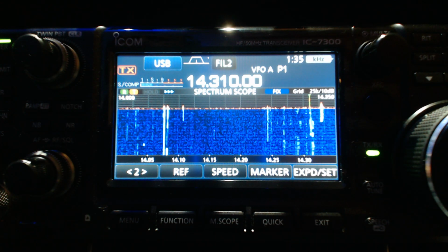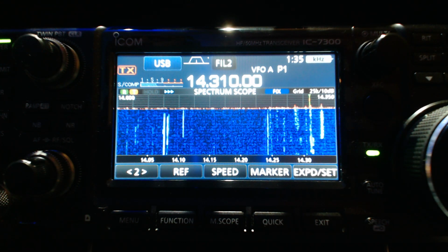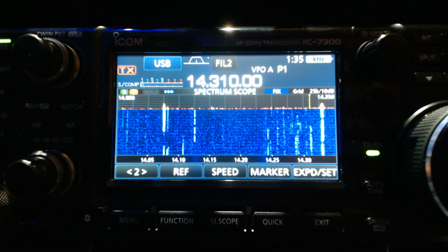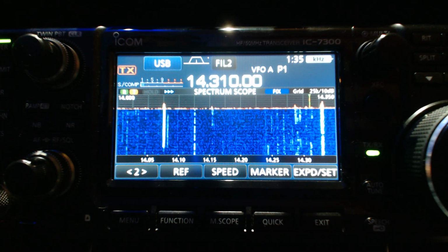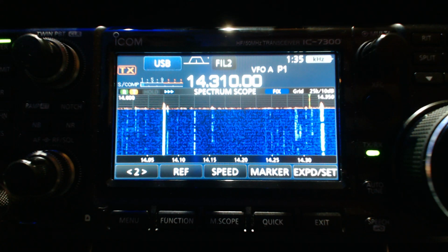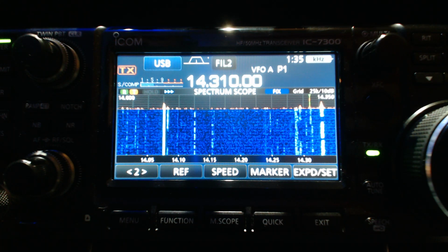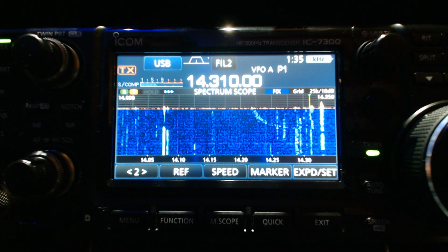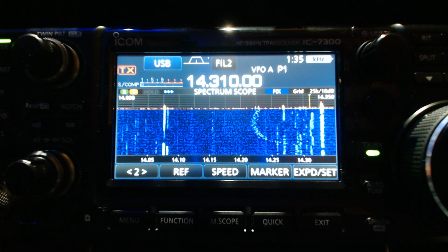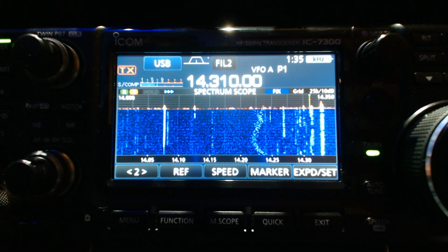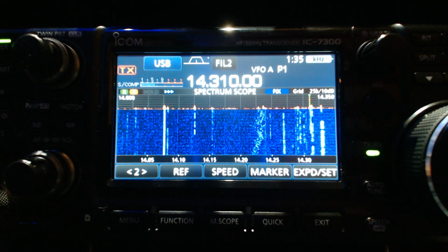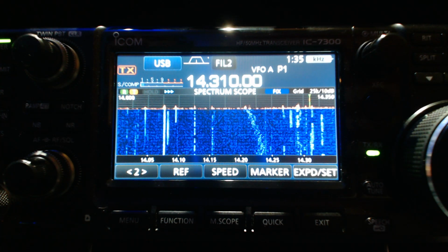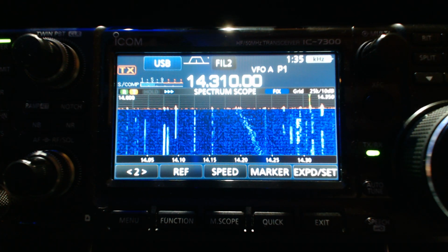It consists of RST. So you have readability, strength, and tone. Readability, the number you give, refers to how easily the signal can be read or understood. And it applies to voice transmission, which would be SSB, single sideband. I'm going to turn Giannis down just a little bit. Thank you, Giannis, for the example.